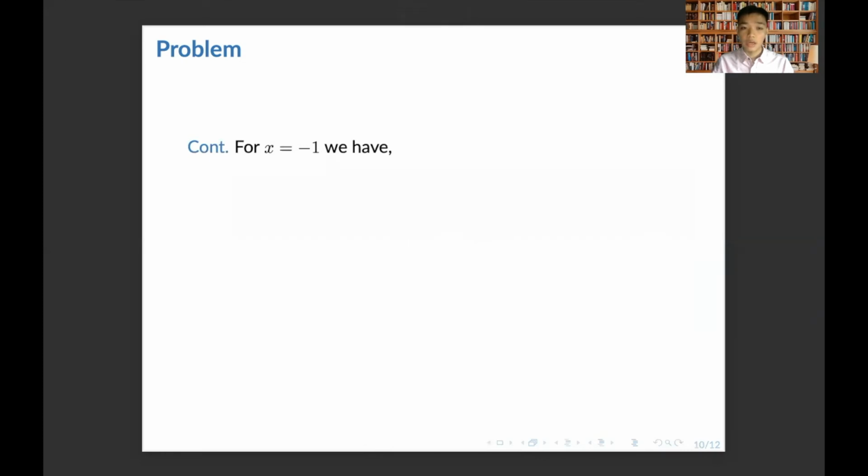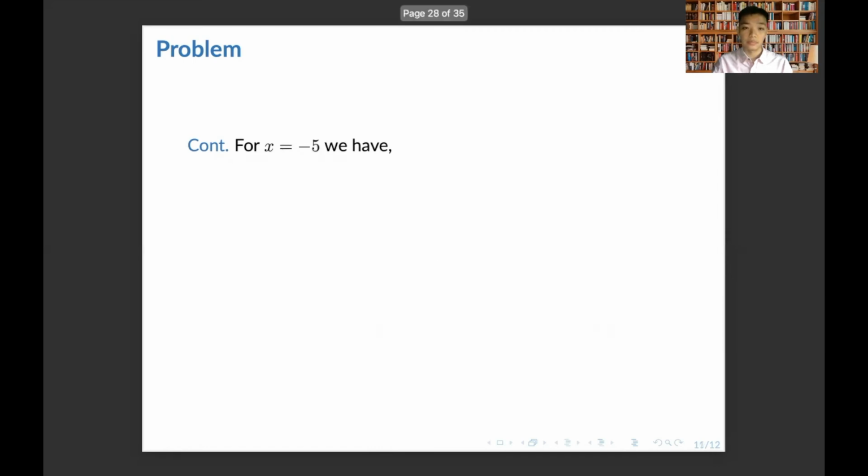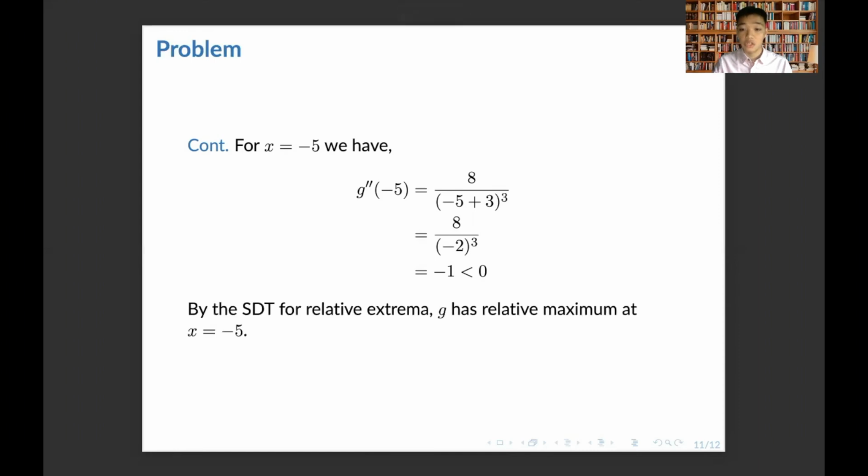And then we evaluate g double prime of x at the critical points that we got in letter A. First, let's apply x equals -1. You'll get the following value, which is 1. And of course, 1 is greater than 0. It follows from the second derivative test that g has a relative minimum at x equals -1. Next, if we evaluate the second derivative of g of x at x equals -5, we'll get the value equal to -1. And of course, -1 is less than 0. Hence, using the second derivative test, we'll get that g has a relative maximum at x equals -5.